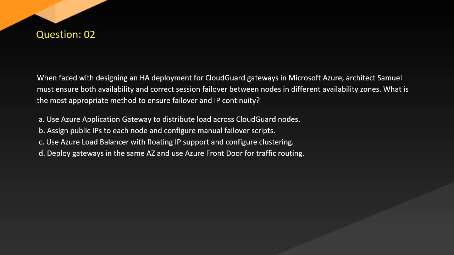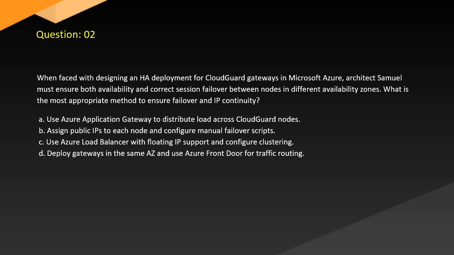Question 2. When faced with designing a high availability deployment for CloudGuard gateways in Microsoft Azure, architect Samuel must ensure both availability and correct session failover between nodes in different availability zones. What is the most appropriate method to ensure failover and IP continuity?